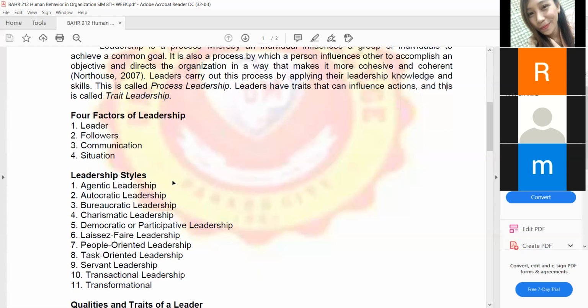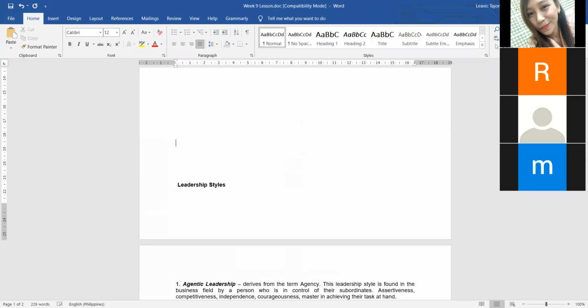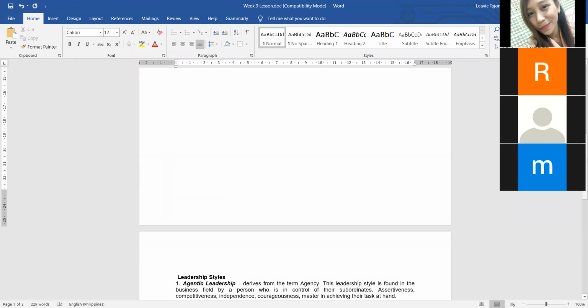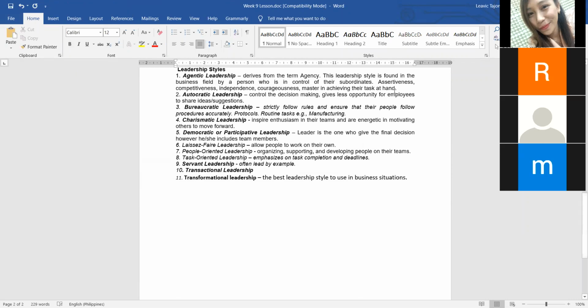First on the list is what you call the agentic leadership. The agentic leadership. Okay, so share ko na po itong ano ganina. Ayan. So, the agentic leadership.